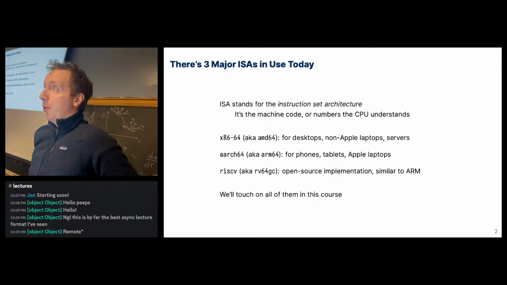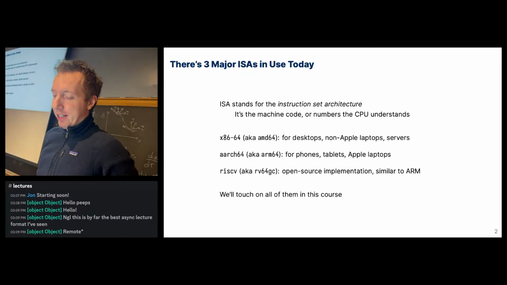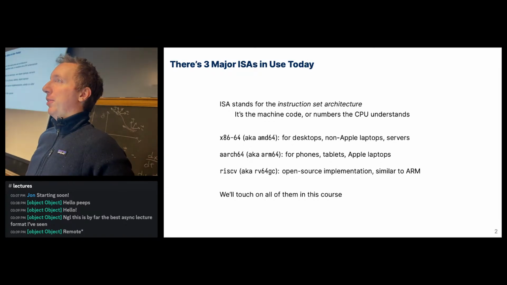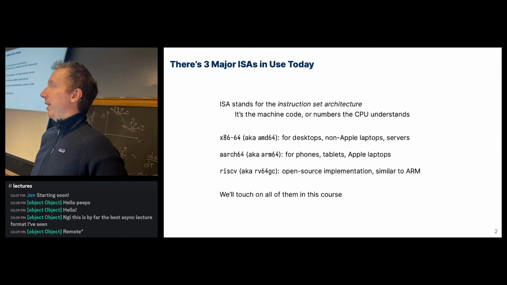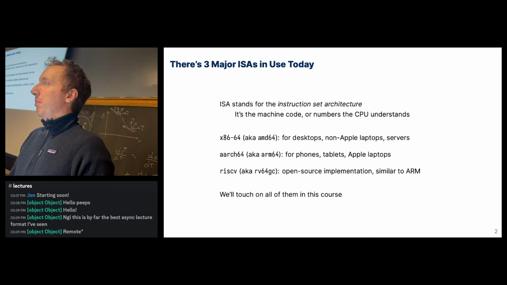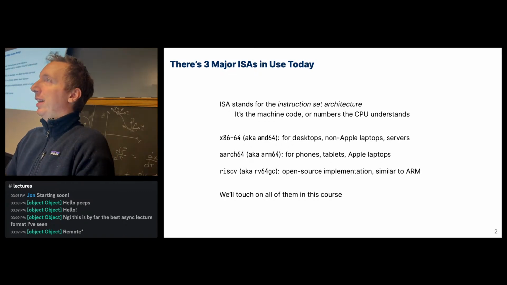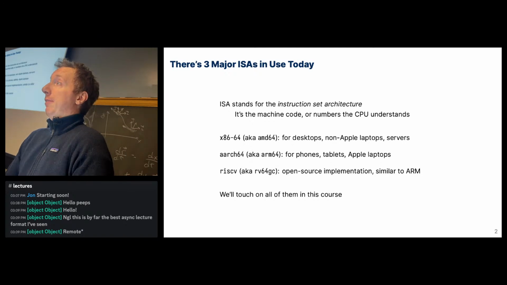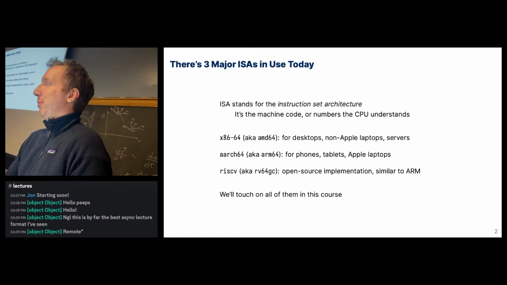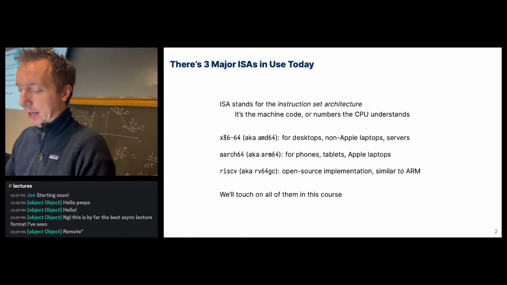So back to course content. So everyone's kind of had some experience with assembly. In general, there's three major instruction set architectures, or ISAs, used today. And it's just the machine code or just magic numbers that the CPU actually understands. Because at the end of the day, everything is just numbers in computing, and how you interpret them is just the magic. Computers are actually fairly dumb things.